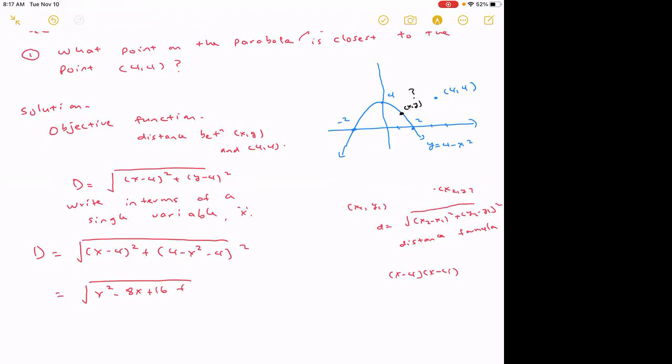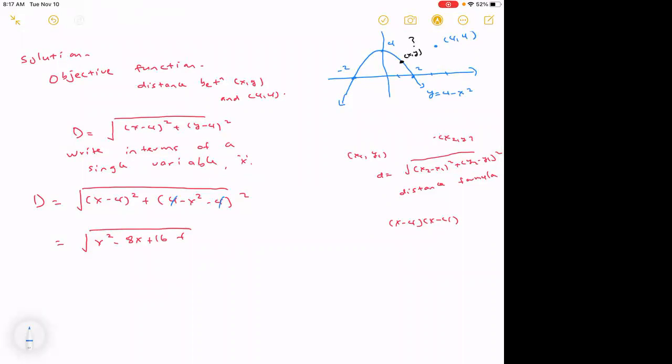Plus, here, negative 4, positive 4 gone. We have negative x squared, squared. So that becomes what? Positive x to the 4, isn't it, guys? If you want, you can write this in the descending power of x, meaning x to the power 4 plus x squared minus 8x plus 16. So this is our distance function in a single variable x.